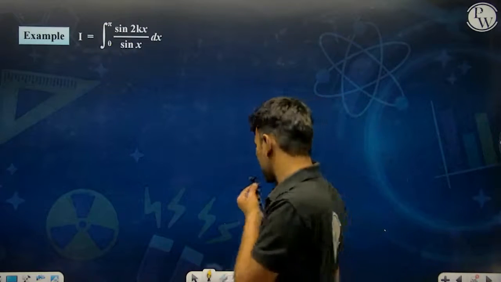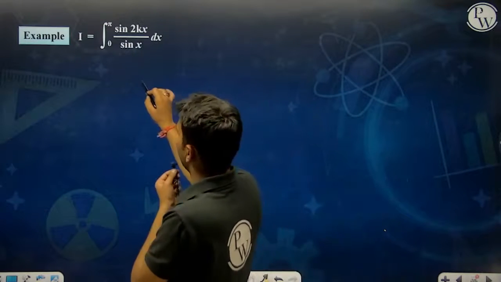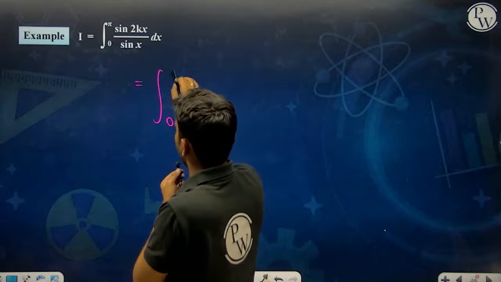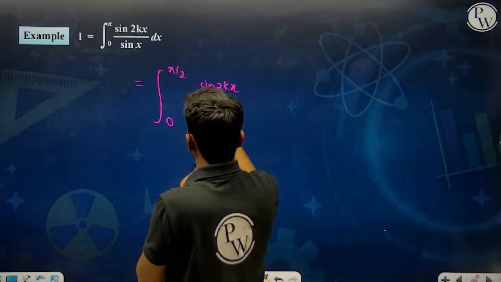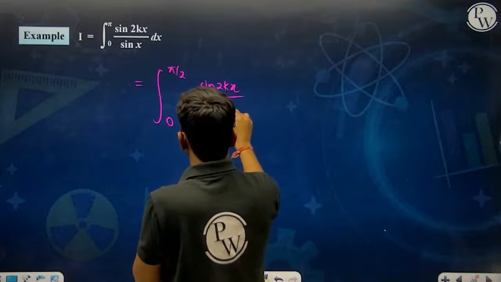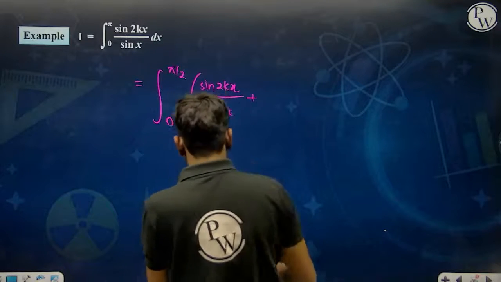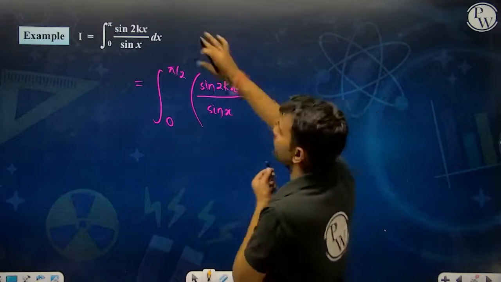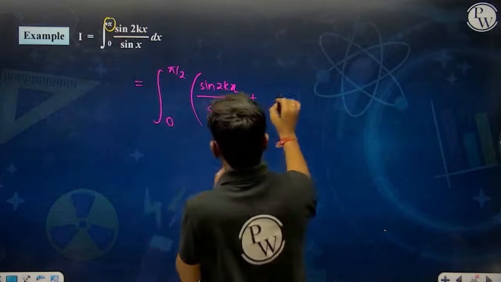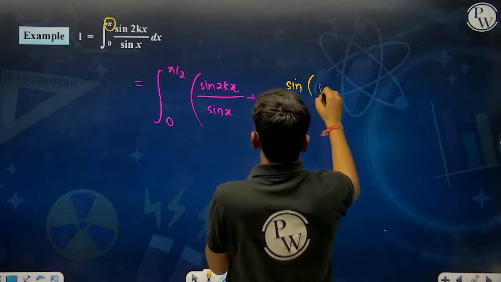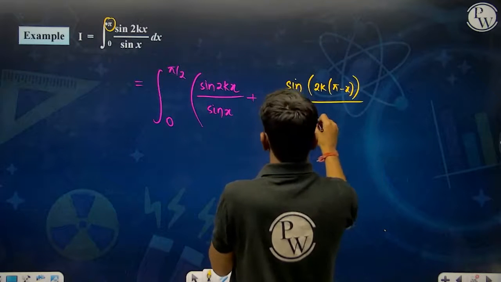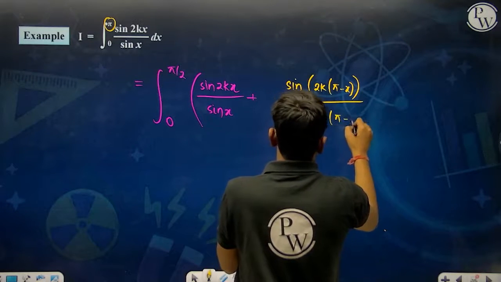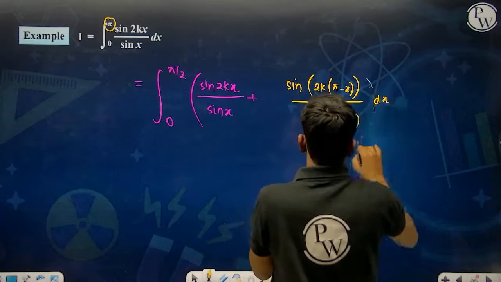So it is 0 to pi written. If you want to reduce the upper limit, we can write it as 0 to pi by 2 of f of x as it is, sin 2kx divided by sin x, plus f of a minus x. Now a's value is what is written over here, so f of pi minus x is what we're going to write down. So we can write down 2k times pi minus x. X will be replaced by pi minus x. Okay, so this is what we will be writing down, everyone.